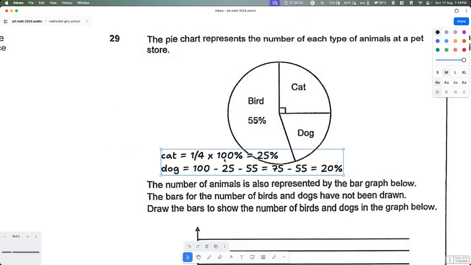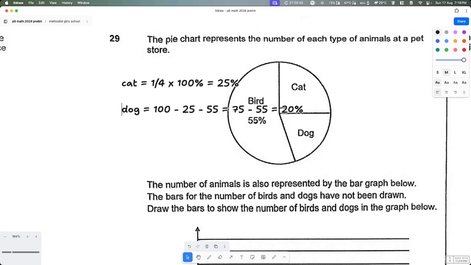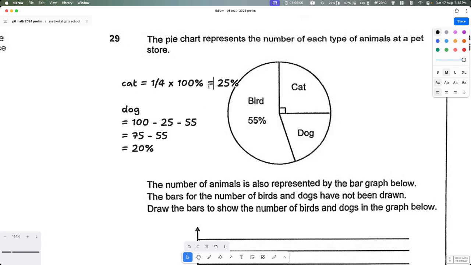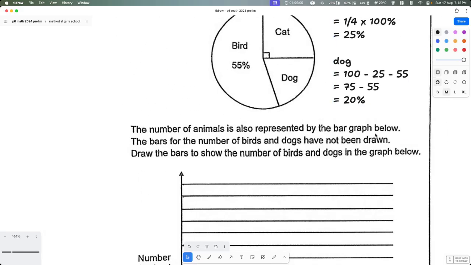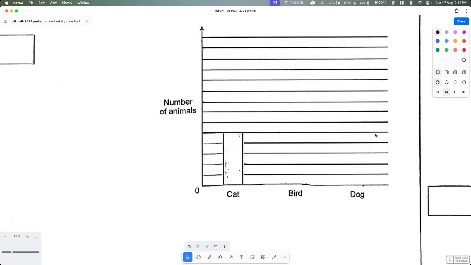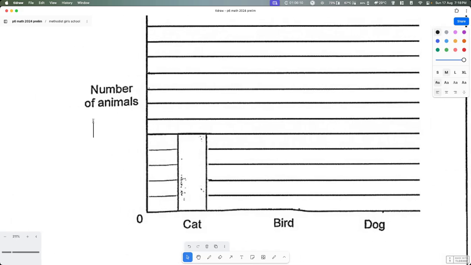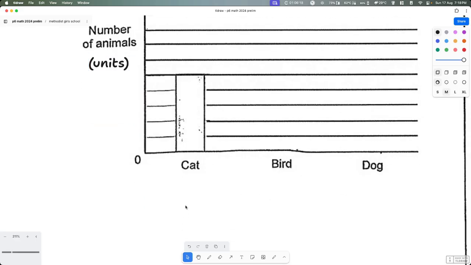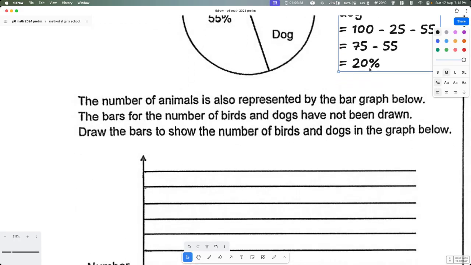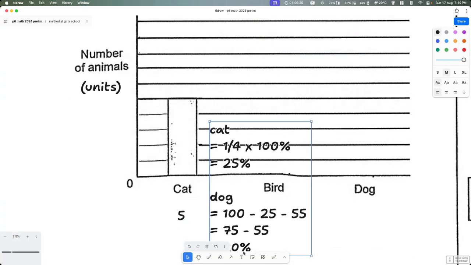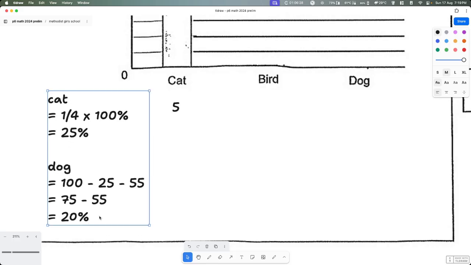Let me make this a little bit easier to see. Right, dog 20%, cat 25%. Okay, I think this is nicer to see. So number of animals for cat, let's put here as units. Right, so for cat is 1, 2, 3, 4, 5. So cat is 5 units. So I'm gonna put here, like this. So cat is 25%.